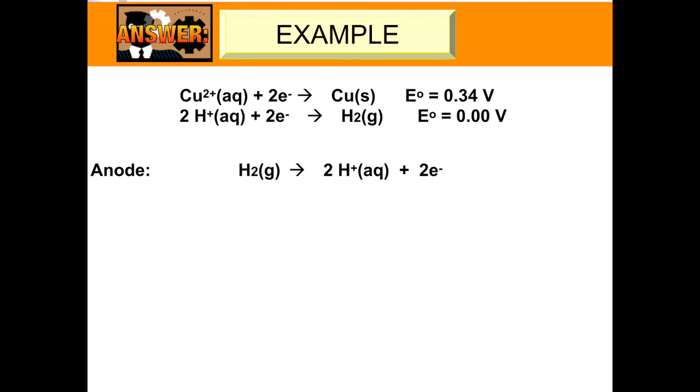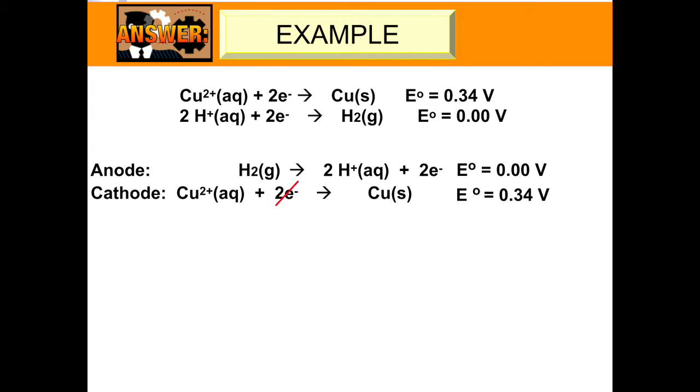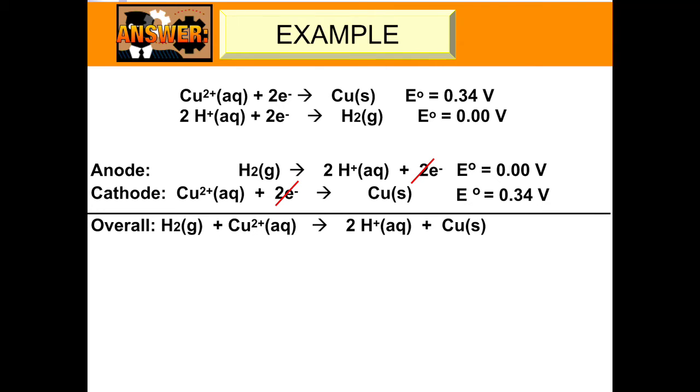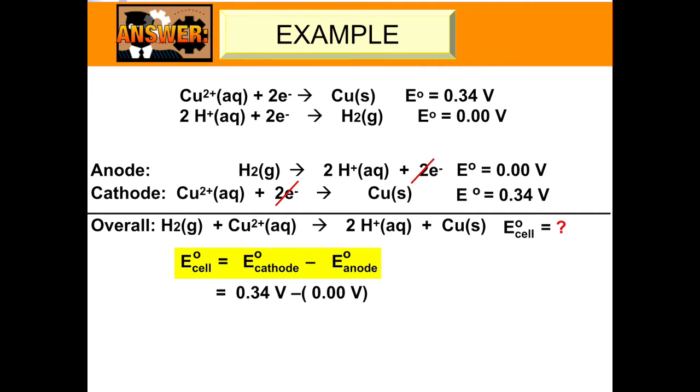Write down the equation at anode and then the equation at cathode. Cancel both electrons at anode and cathode and write the overall cell equation. And then, by using the formula E0 cell equals E0 cathode minus E0 anode, we will get the value of E0 cell is positive 0.34 volt.